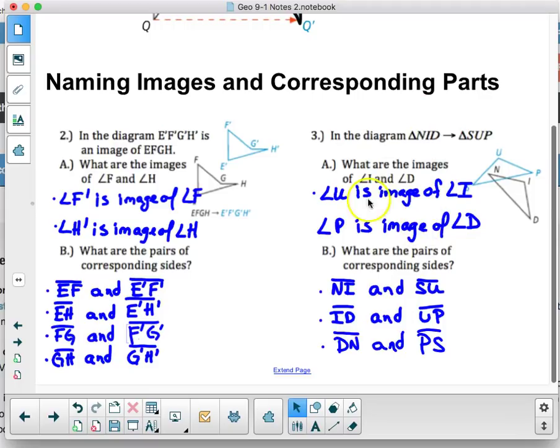Okay, so that's what we do when we find our pre-image to image. Order matters and they are congruent, and the pre-image goes to the image. Or in this case, the pre-image is the black and the image is the blue.